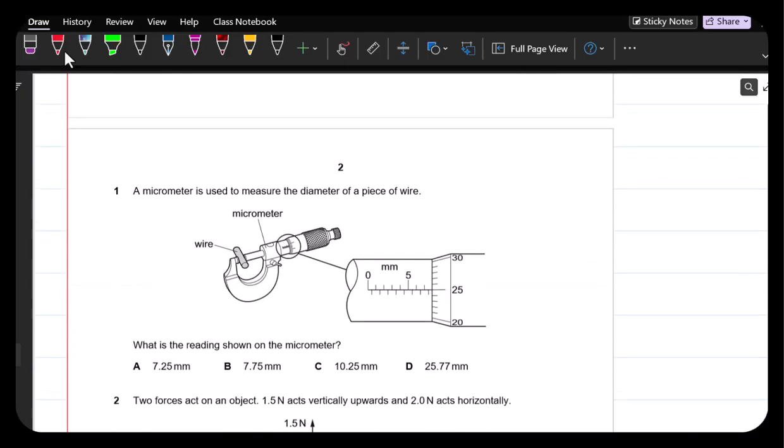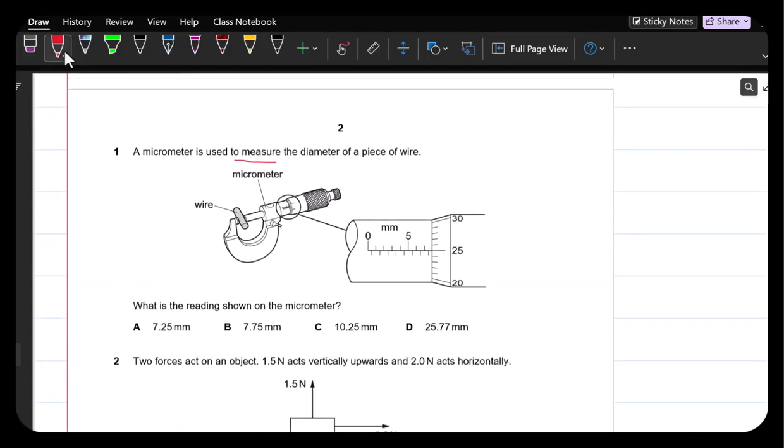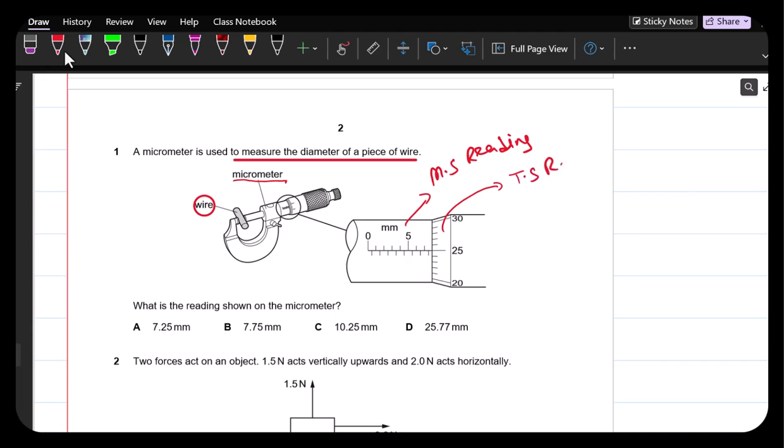So the first question is: a micrometer is used to measure the diameter of a piece of wire. Remember, for small objects or for the diameter of wire, we need a micrometer to measure its diameter. This is known as the main scale reading, and this is the thimble scale reading. So what is the rule? What is the reading shown on the micrometer?